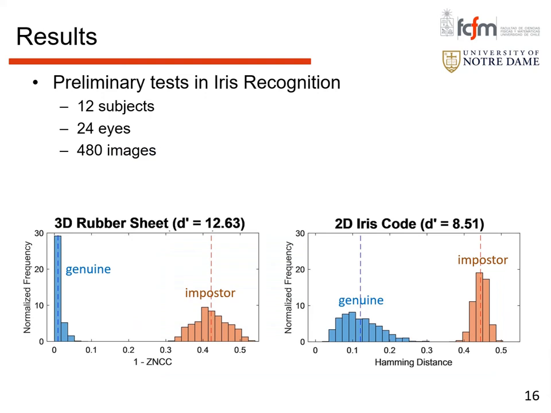Finally, we performed preliminary iris recognition tests. The proposed 3D rubber sheet produced genuine and impostor distributions with more separation than those produced by the traditional 2D iris code. This illustrates the potential of 3D iris scanning in biometrics.